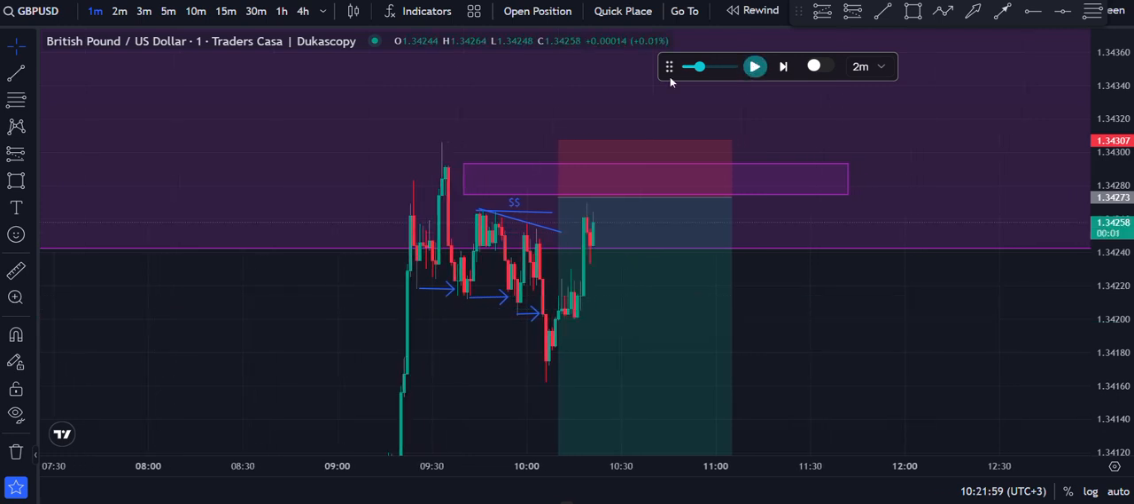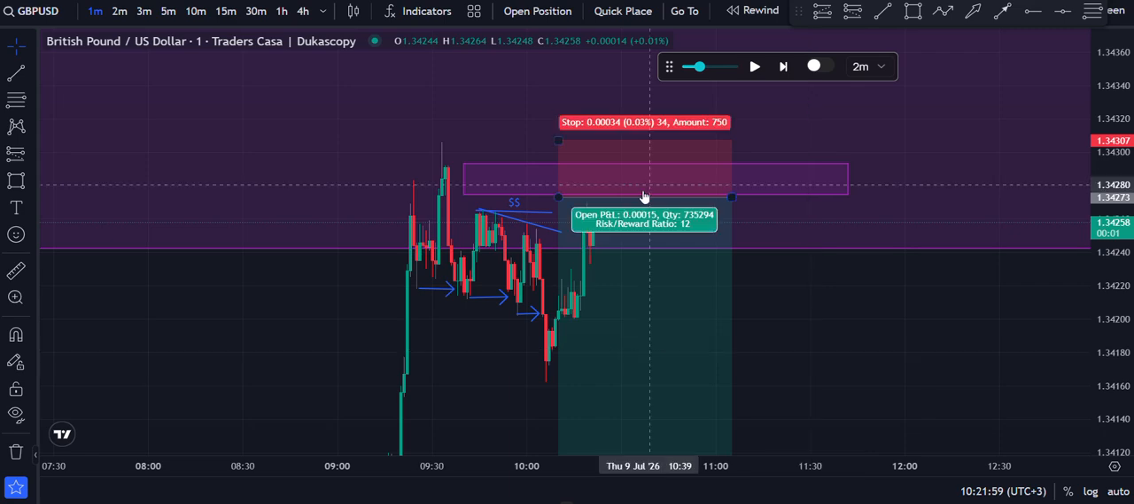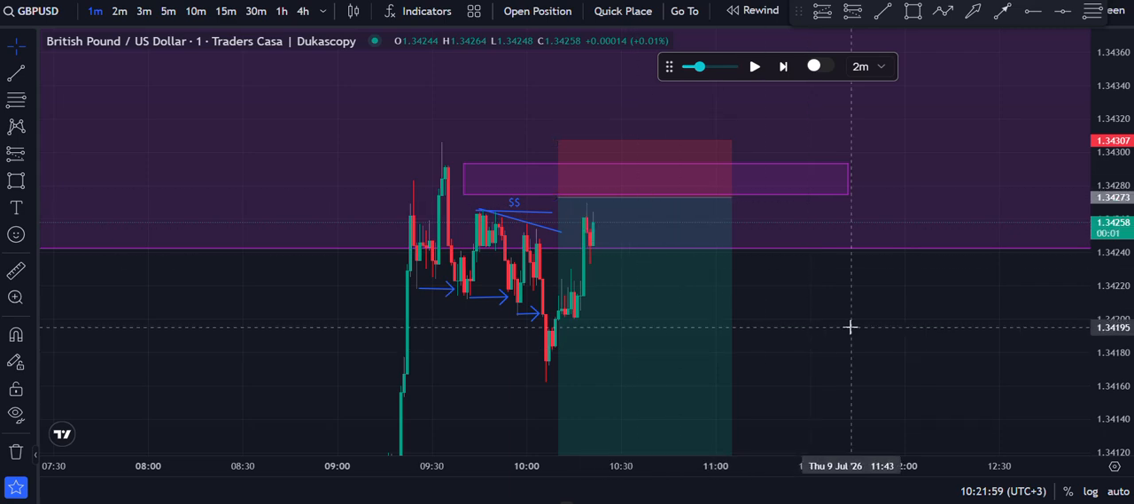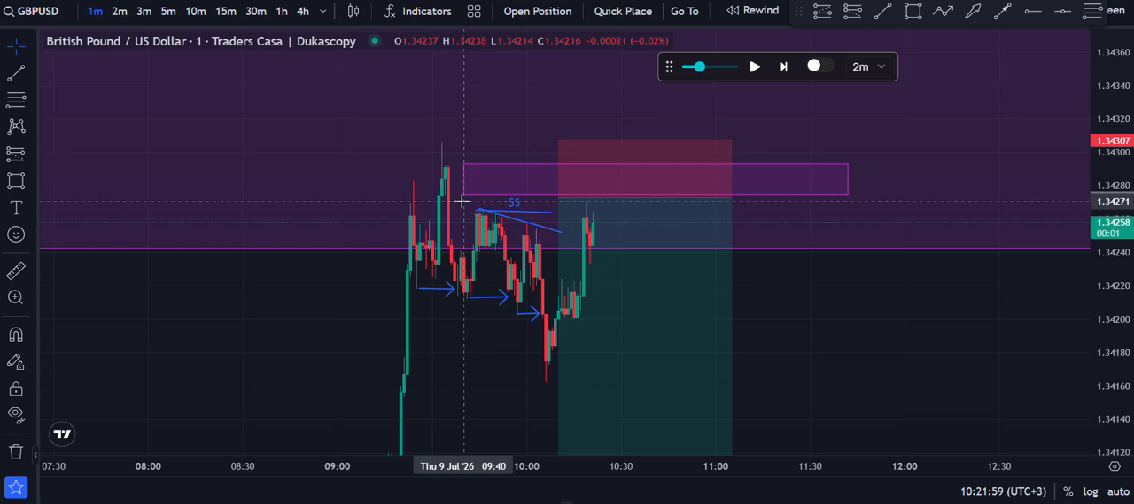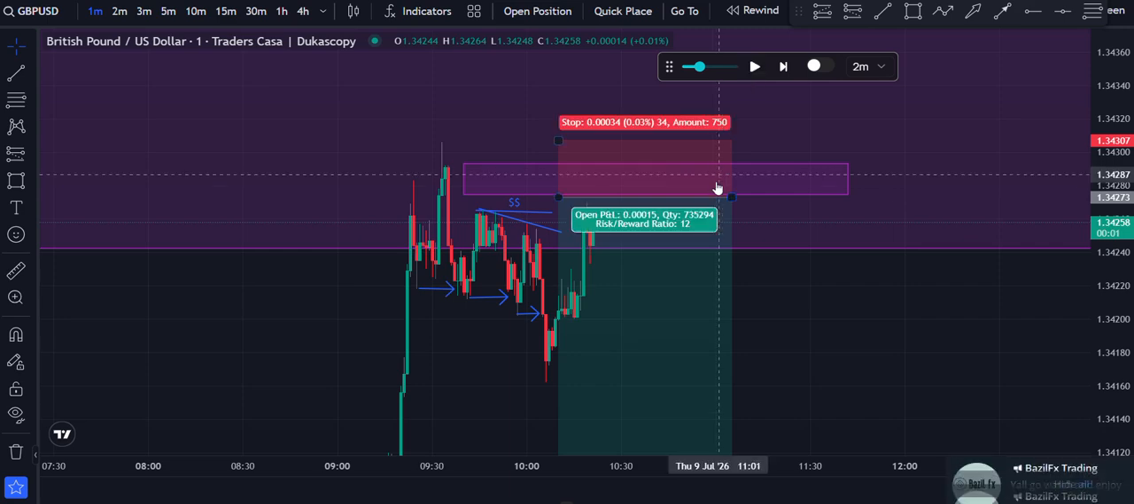Now, as you see, the market did as I expected. Remember, trading is a game of probabilities, so this provided me a higher probability trade to enter. The market came, swept liquidity, but didn't fill the imbalance totally, didn't tap into my prime entry.